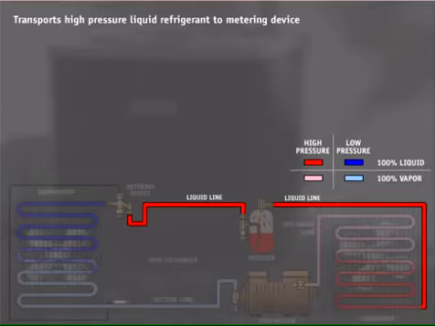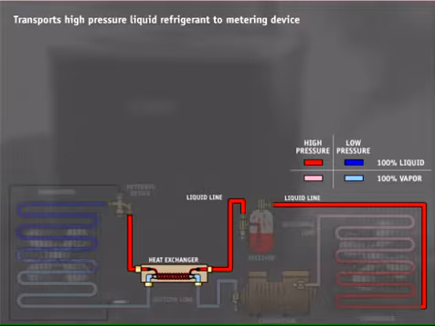The liquid line transports the high-pressure liquid refrigerant to the metering device. In transport, the liquid may either lose or gain heat depending on the surrounding temperature. Liquid suction line heat exchangers, in which liquid lines are wrapped around suction lines to help them reject more heat, can be installed in existing systems.